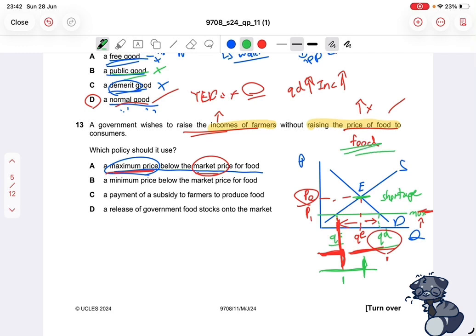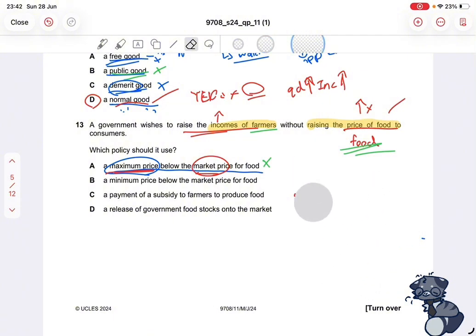So does this policy raise the incomes of farmers? Well, no, it even decreases it because less is supplied, so less is sold. So that cannot be our option. So we'll just cross that off and look at the next one. Just erase this real quick so we can make space.